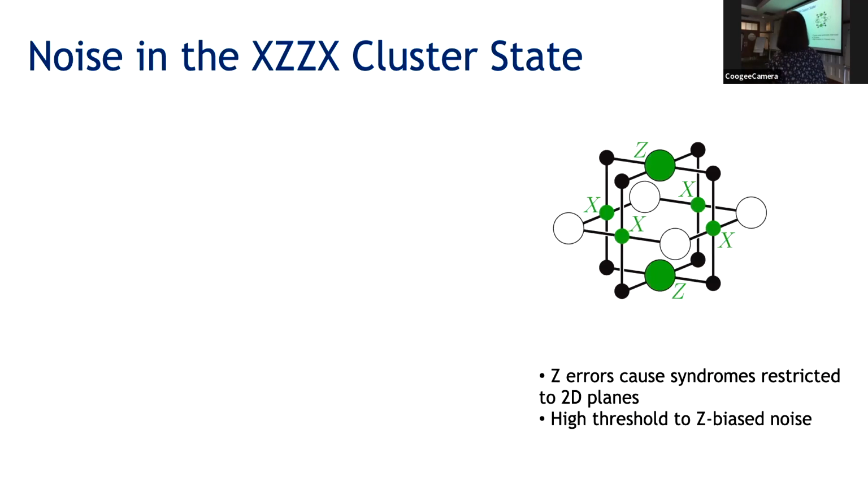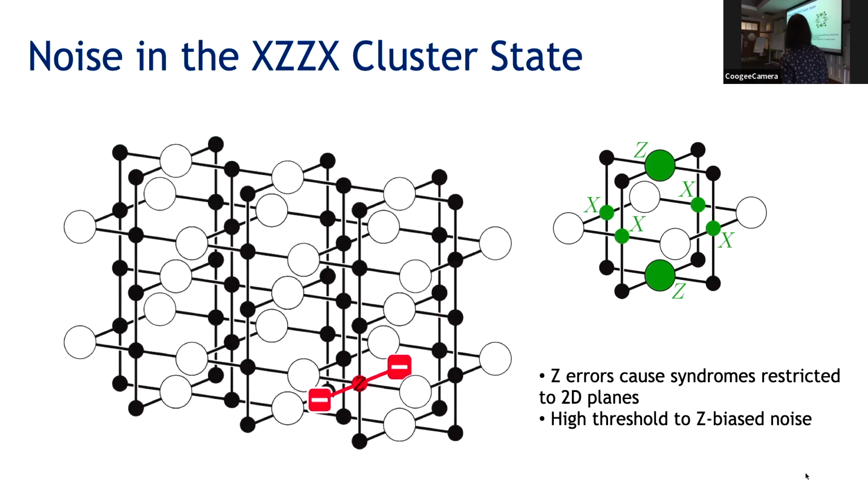Again, I want to emphasize the point about noise in the cluster state. If you have Z errors, then the syndromes are restricted to 2D planes. So if, for example, there's a Z error on this qubit over here, it will trigger the syndromes in the unit cell in the back and in the front. If you have a Z error on this qubit, it will trigger these syndromes in the left and the right unit cell, and so these Z syndromes form disconnected 2D planes. And only when you have X errors on the Z-type qubits do you get syndromes out of the plane. And so if you have X, Y, and Z errors, you get a 3D graph. If you have only Z errors, you get a 2D graph.